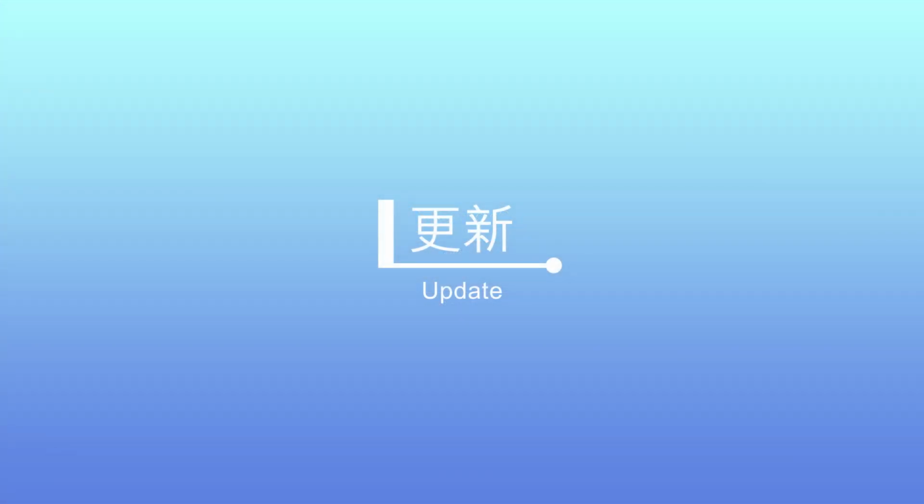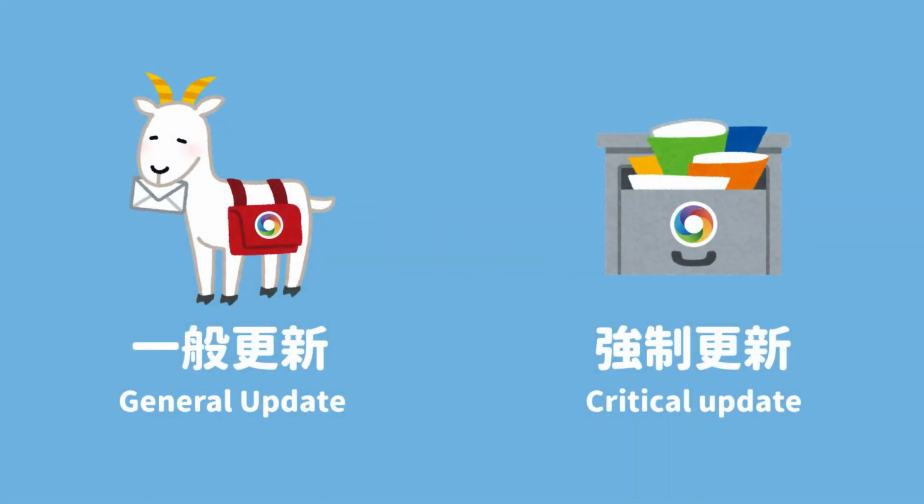Update. There are two methods of updating: General Update and Critical Update. Critical Update is an important update that needs to be installed for access. General Update includes program revisions or new feature additions. The system will not mandate updates.